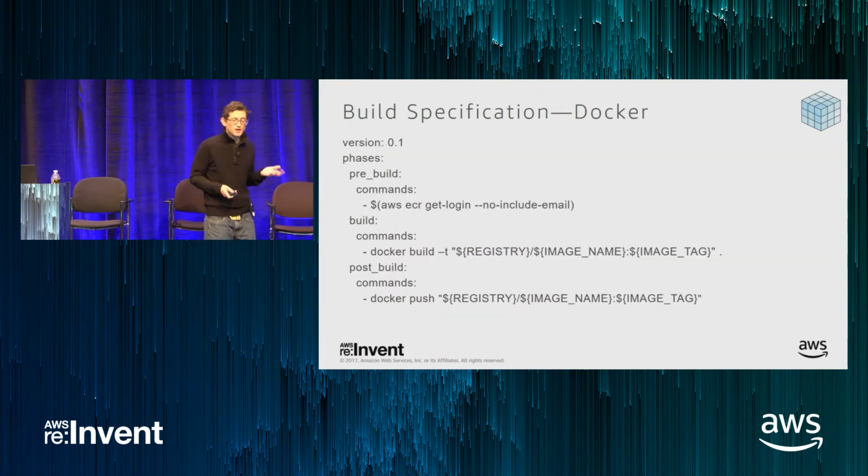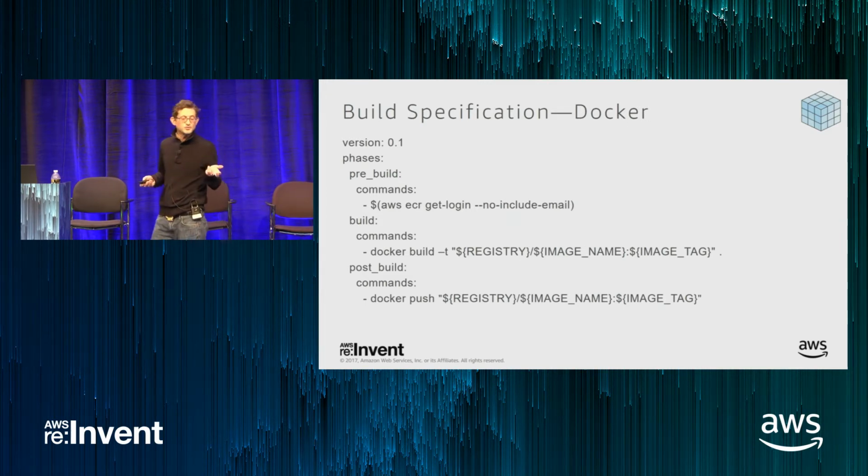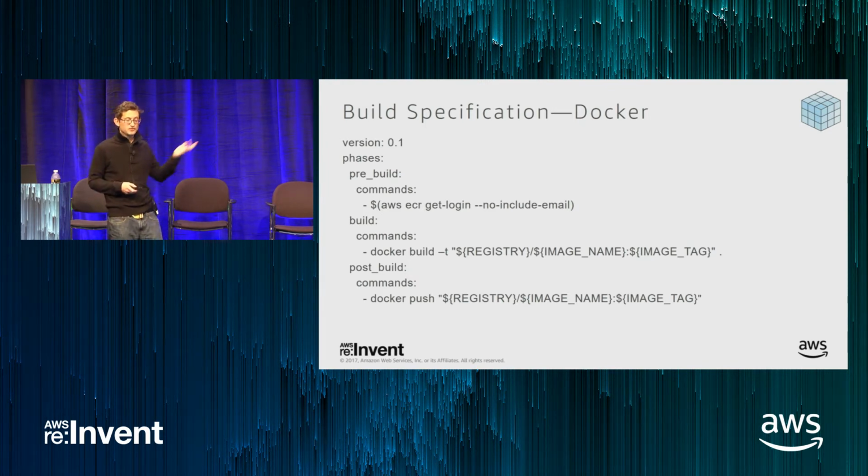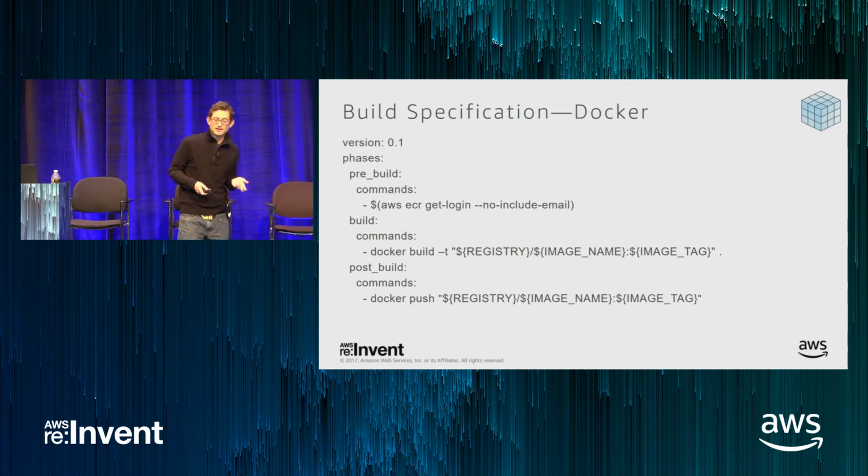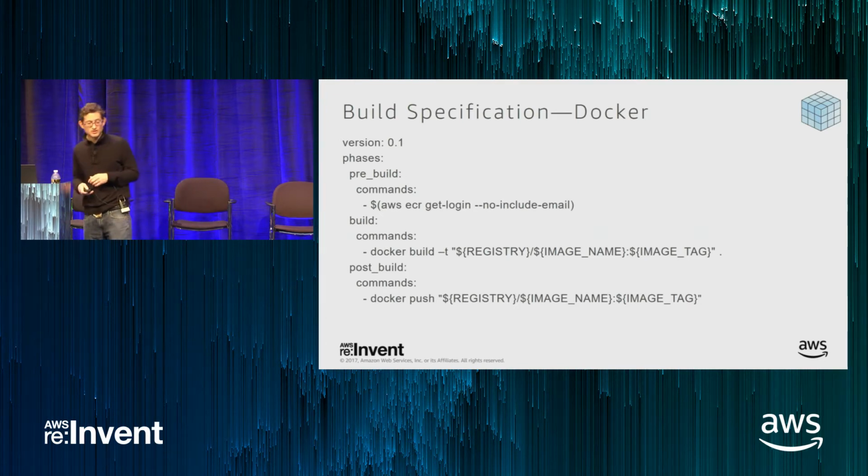And here's an example of what a typical build specification for a container would look like. During the pre-build phase, CodeBuild gets credentials for logging into the container registry. In this example, we're logging into ECR. Next, it builds and tags the container and then pushes that to a Docker registry during the post-build phase.